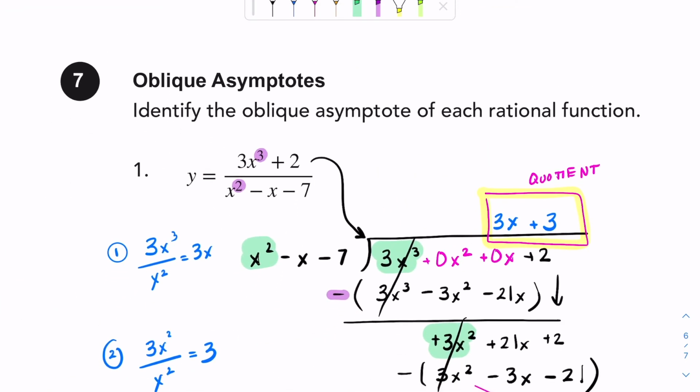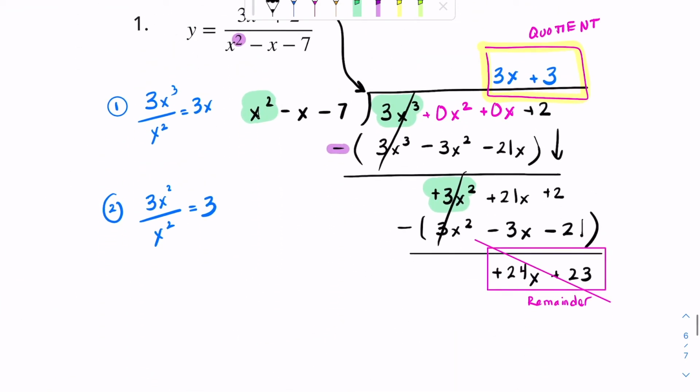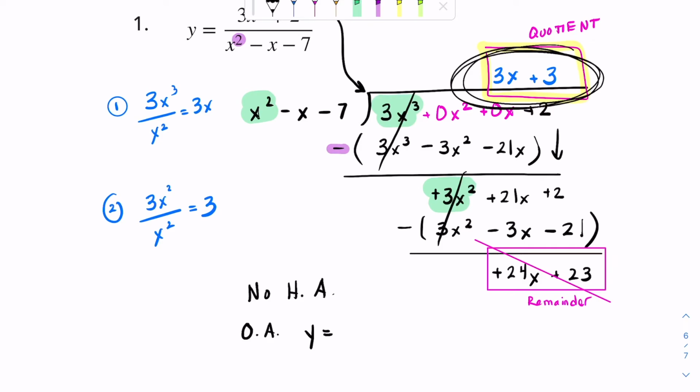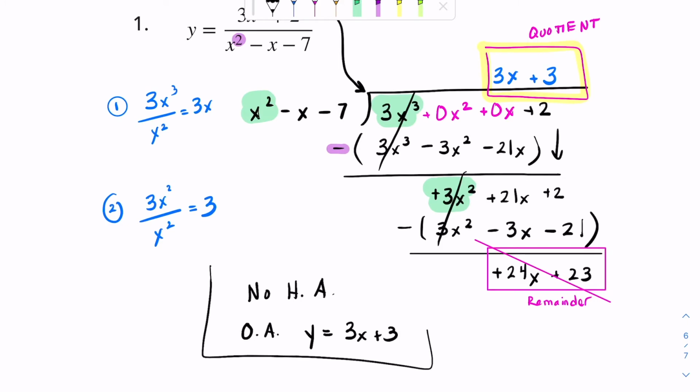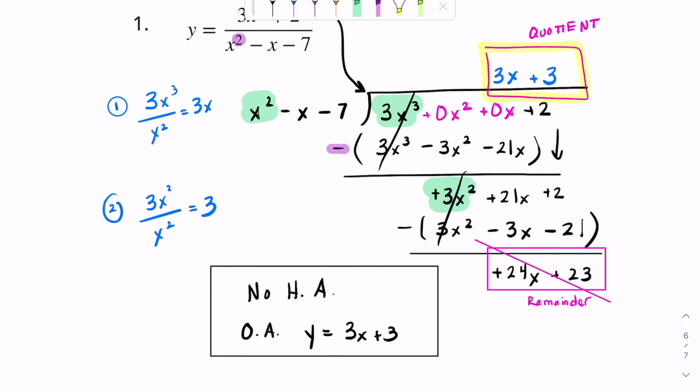So if we were to label our oblique asymptote, first of all, anytime you have an oblique asymptote, you instantly have no horizontal asymptote. So I'm going to include that in this answer. No horizontal asymptote. And then oblique asymptote, we're going to write it as a function. It's always in slope-intercept form. It's your quotient. Forget about the remainder. The remainder is not part of your answer. So y is equal to 3x plus 3. This is your answer. That's it. Just the quotient. Of course, we have a remainder. We do not want to use it as part of our answer.